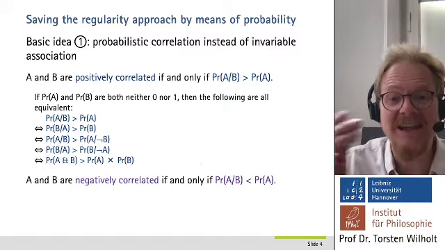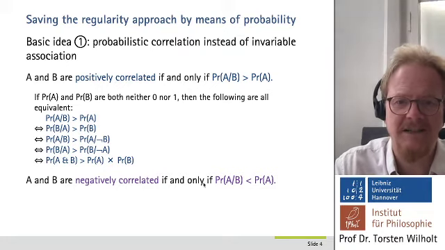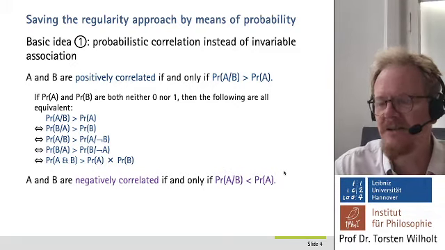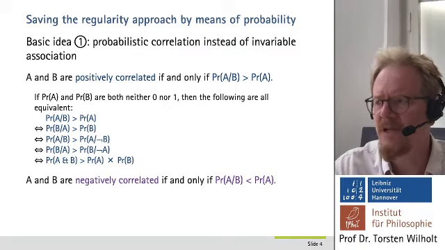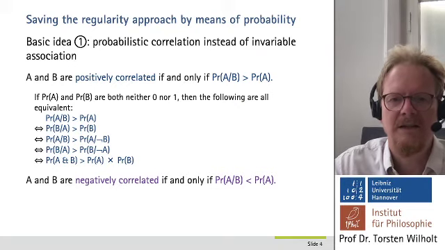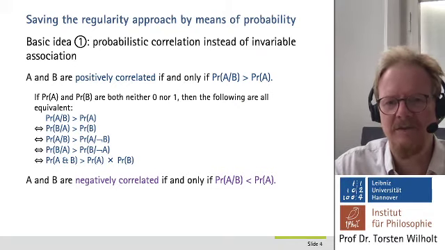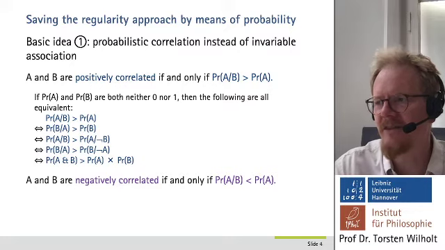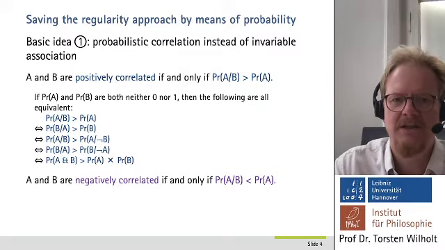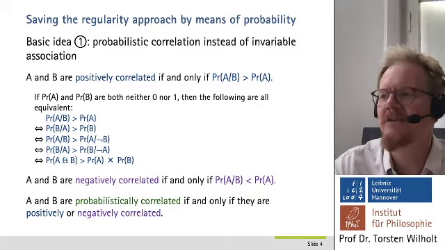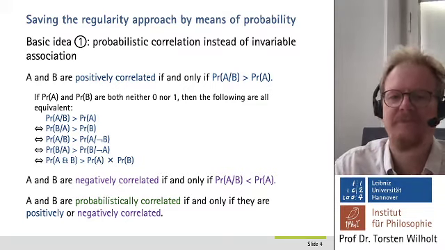We say that A and B are negatively correlated if and only if the probability of A given B is smaller than the probability of A. So, having medical problems with your teeth is negatively correlated with brushing your teeth regularly, for example. And if A and B are either positively or negatively correlated, we just say that they are correlated, or probabilistically correlated.